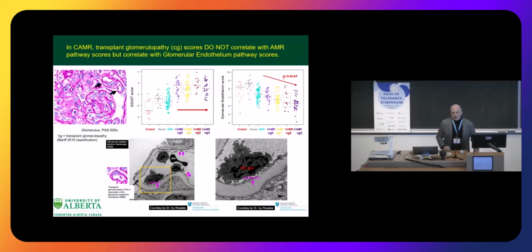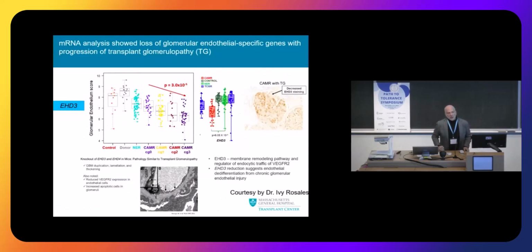So you can discover fundamental mechanisms and molecules like EHD3, which is a membrane remodeling pathway, generic in many injured cells, but that precedes the duplication of the glomerular basement membrane. So the inflammation injures the endothelium, the basement membrane tries to heal, and that's when we start seeing transplant glomerulopathy, which is the strongest negative predictor in chronic active antibody-mediated rejection. So this technology starts to give you mechanistic insights at the spatial direct interrelationship.